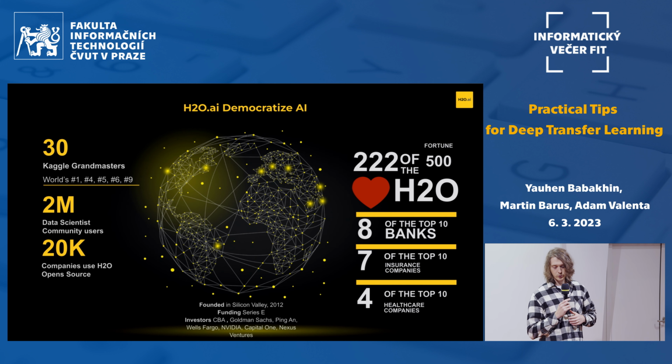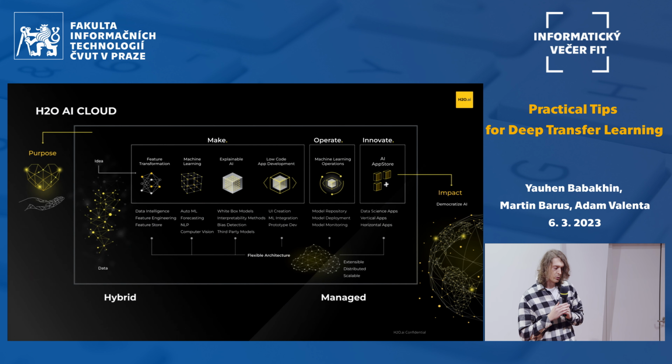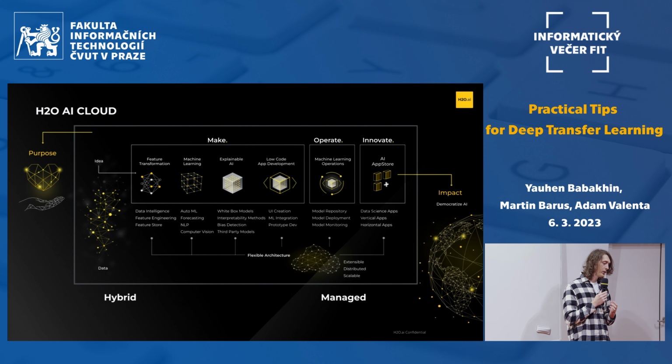So yeah, we have 222 of the top 500 Fortune customers. We deal with a lot of famous and known banks and other companies. And what do we offer? So what have we worked on, right? We build solutions for data scientists. We have AutoML solutions, machine learning solutions. Johan and I are currently working on a deep learning solution, or a solution for automated deep learning. But we do more than that.